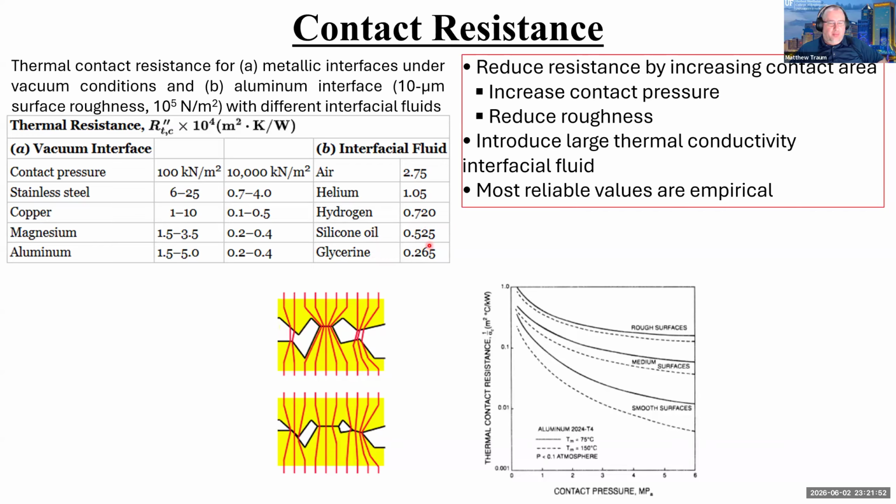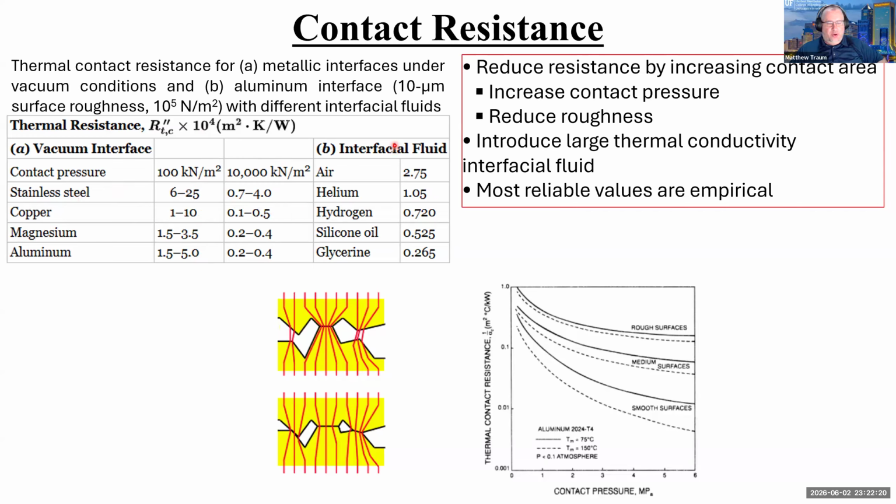So what I'm showing here is more values of thermal resistance, in units of meters squared Kelvin per watt, for similar materials. We've got two stainless steel surfaces, or two copper surfaces, or two aluminum surfaces, and then at two different pressures. These are typical ranges for contact resistances of a like-on-like material.